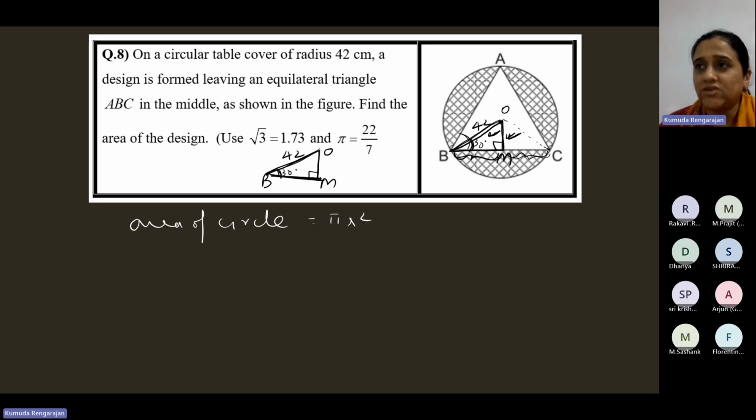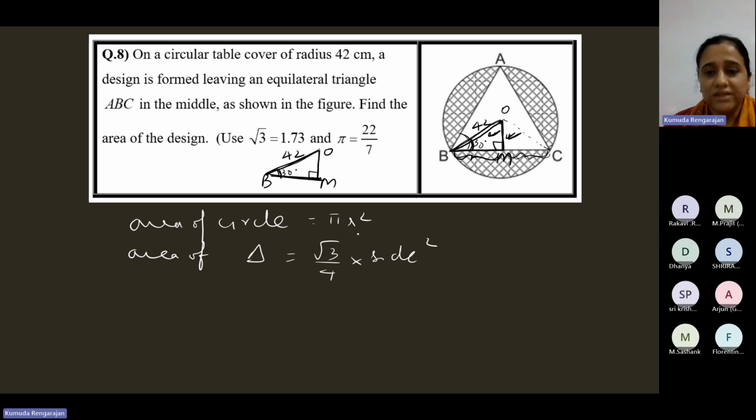Now you found the side of the triangle. So find the area of the triangle. How? Using the formula root 3 by 4 into side square, because we found the side now. The difference will give you the area of the design itself. Don't multiply that answer by 3. You don't have to, right? The difference will give you the area of the design.